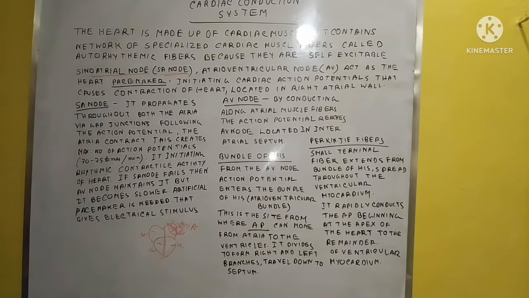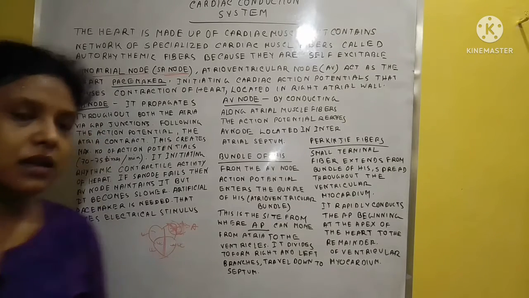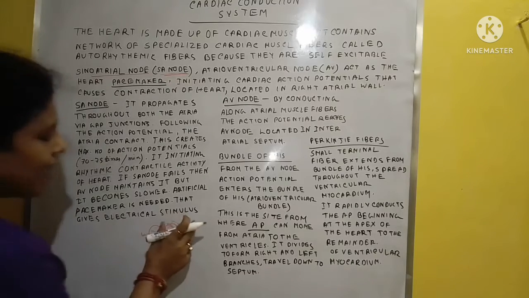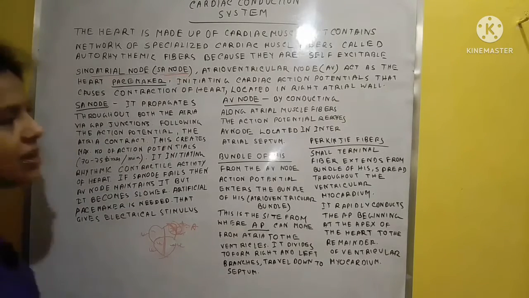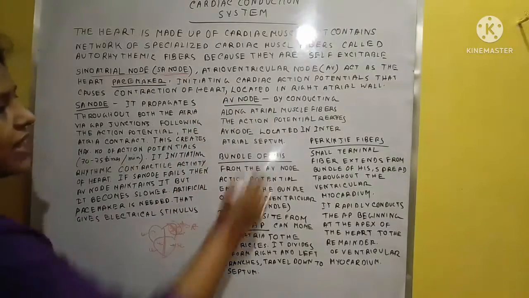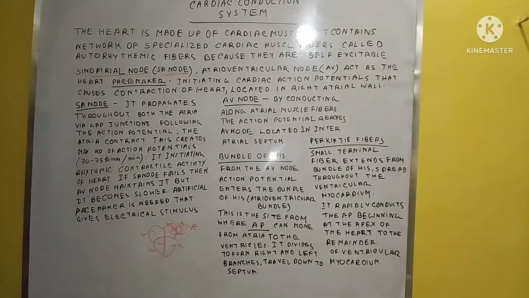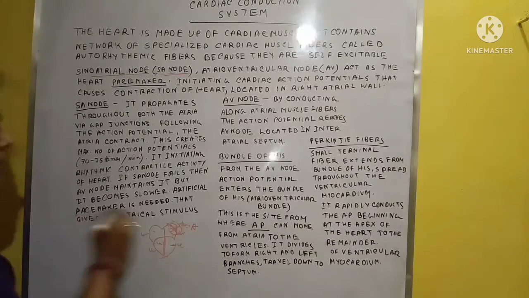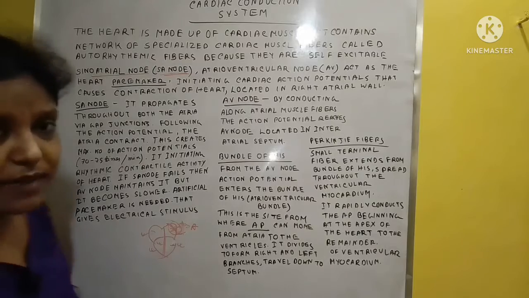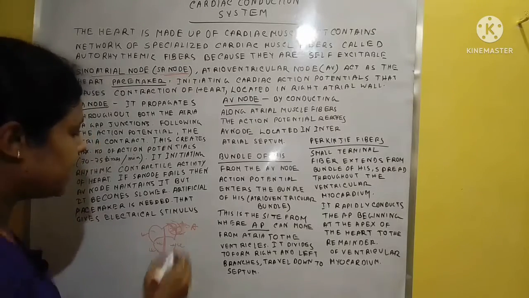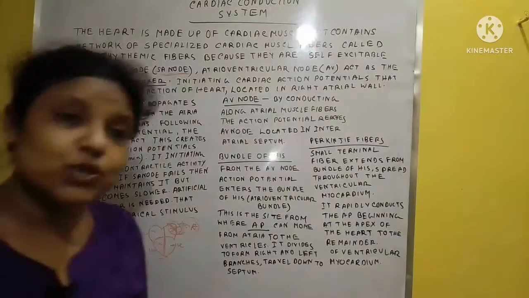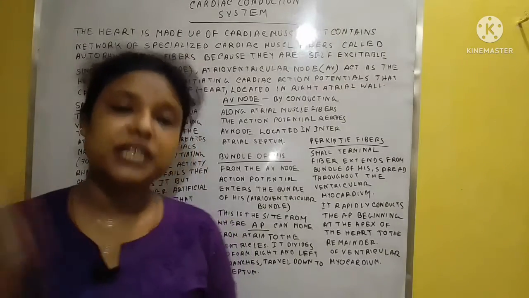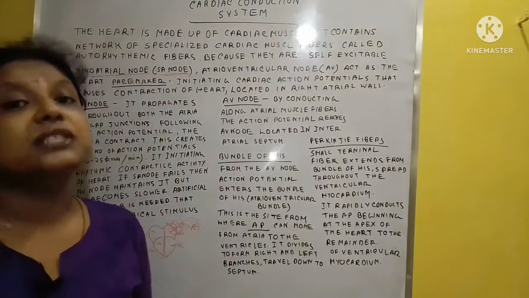So the AV node actually acts as the natural pacemaker. In the absence of the AV node, other fibers are also present, like the AV bundle of His and Purkinje fibers, but they cannot control the rhythmicity in the proper way. In that situation we need an artificial pacemaker that acts like the AV node, which means it has the capability to produce impulses in a continuous way.